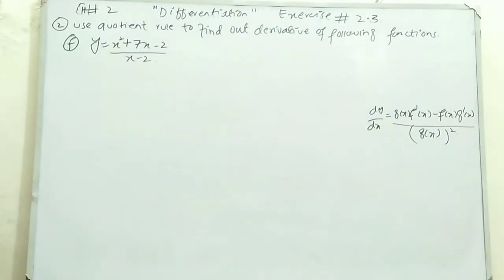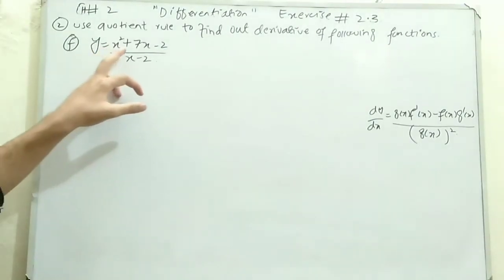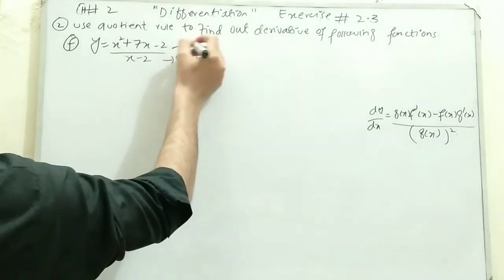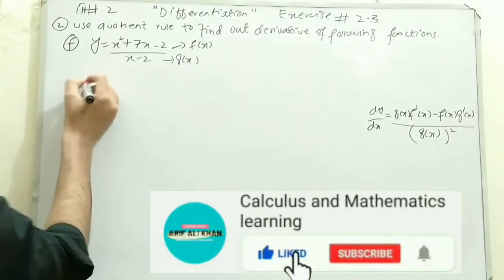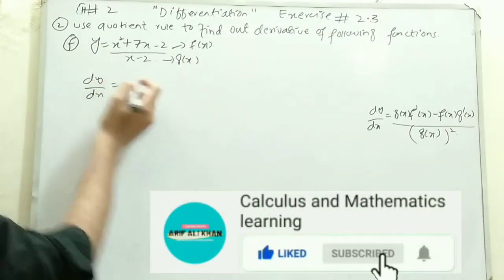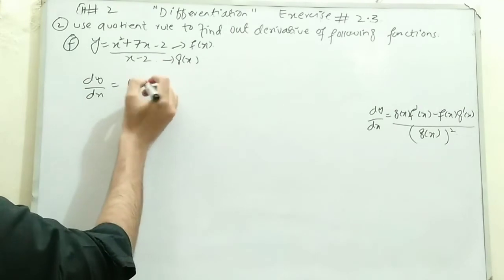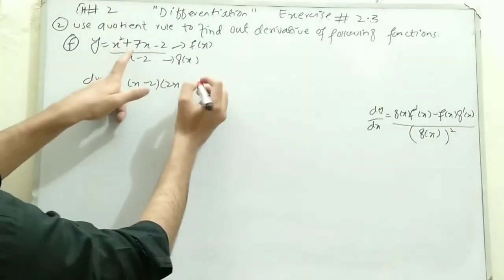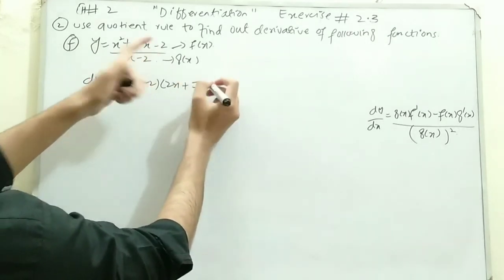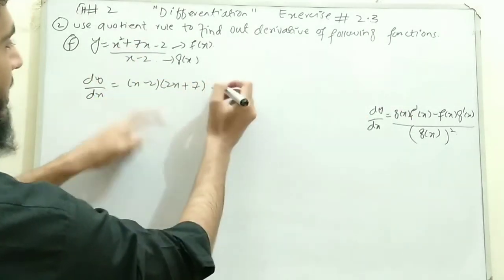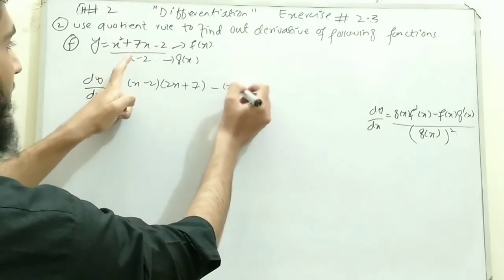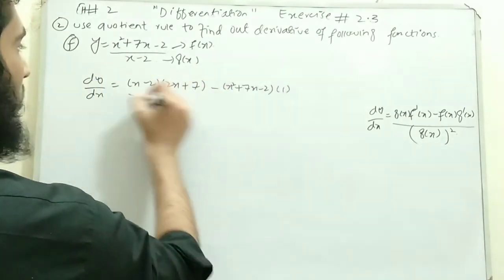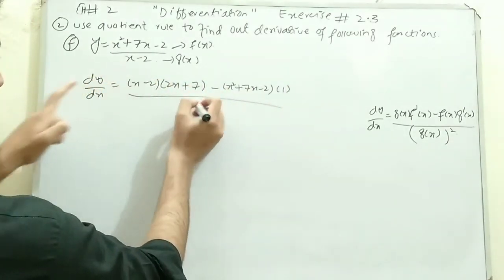Now move to part number f. A function is given: y is equal to x square plus 7x minus 2 divided by x minus 2. Let's suppose this is the function g of x and this is the function f of x. Now using the formula, dy by dx is equal to, the first function is g of x, so it becomes x minus 2 multiply the derivative of f of x, so the derivative is 2x using the generalized power rule, the derivative of 7x is 7 and the derivative of 2 is 0, and minus f of x, which is x square plus 7x minus 2, multiply the derivative of g of x, which over here is just 1, and the whole divided by g of x whole square, so x minus 2 whole square.